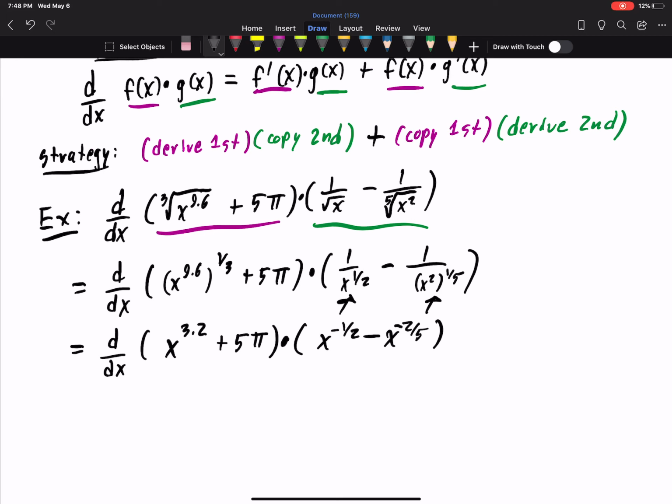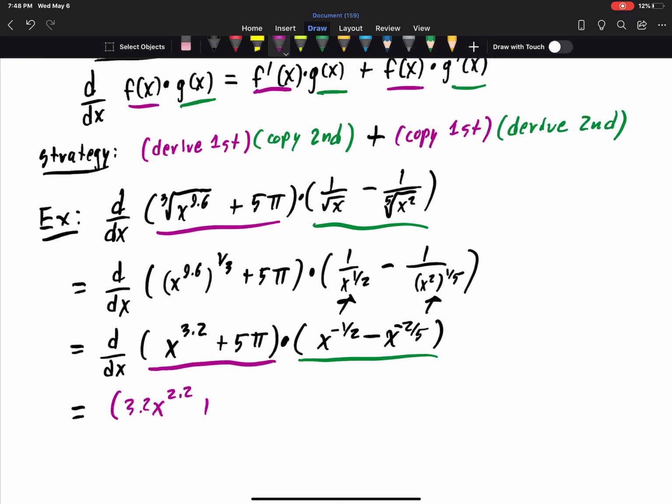But now we need to use the product rule. The product rule says, hey, if we have a product of two functions, you derive the first, leave the second alone, plus leave the first alone, derive the second. So that's what we're going to do here. Derive the first. So this gives you 3.2 x to the 2.2, subtracting 1 from the exponent.